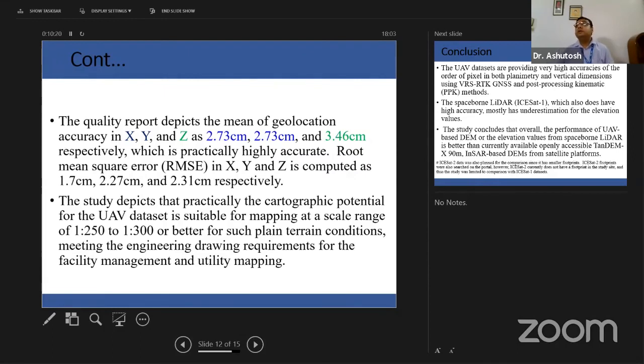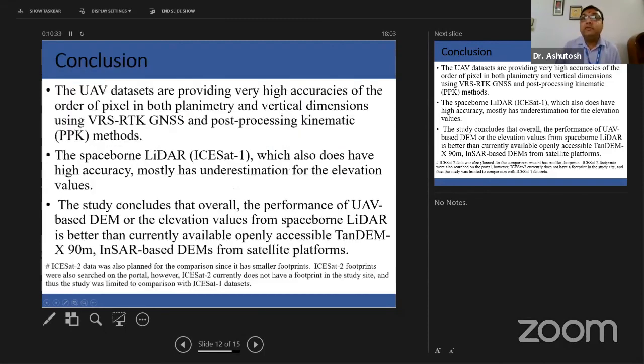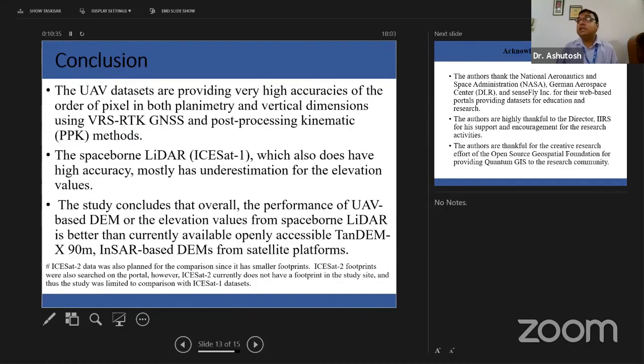And such kinds of UAV datasets are capable of generating large scale maps of the order of 1:250 to 1:300. So this is the level of mapping that we can achieve using the UAV datasets. That has been explored in this study with the VRS RTK GNSS, used here with the post-processing kinematic method for the UAV datasets.